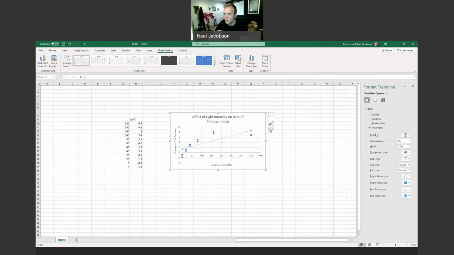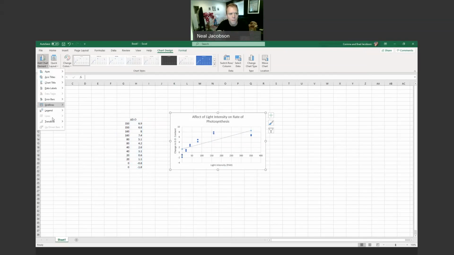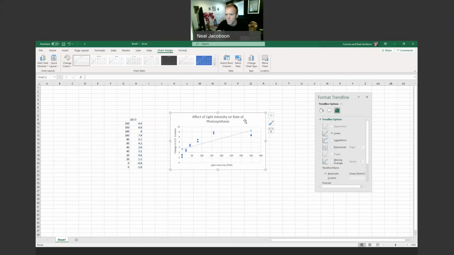And we'll come over here. What happened to my trend line options? Stand by. Trend line. There we go. I don't know why it didn't show me this the first time.